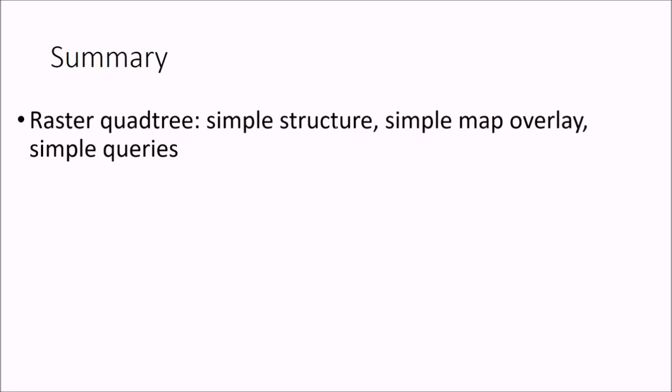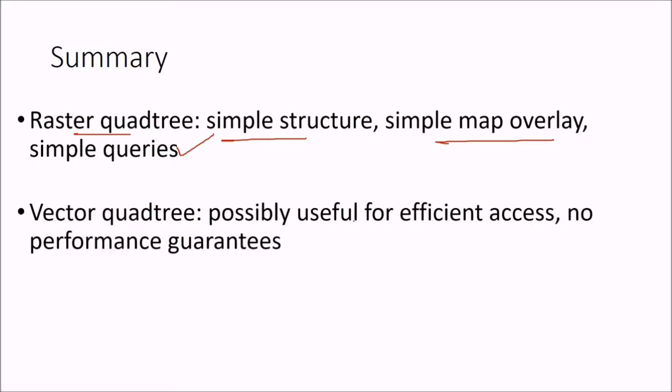This was a very short introduction. The raster quadtree is a simple structure, with simple map overlay, and we saw how we can deal with simple queries. The vector quadtree is possibly useful for efficient access, but the performance guarantee is not there.